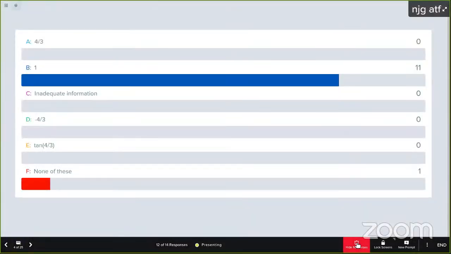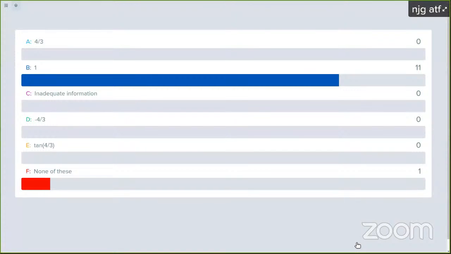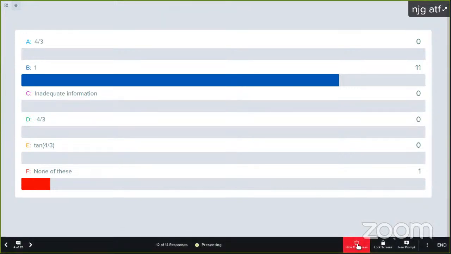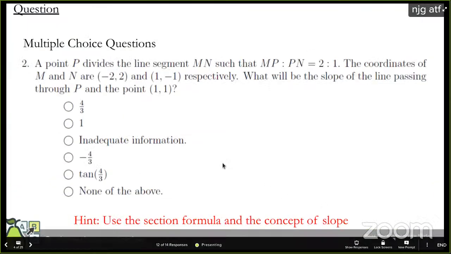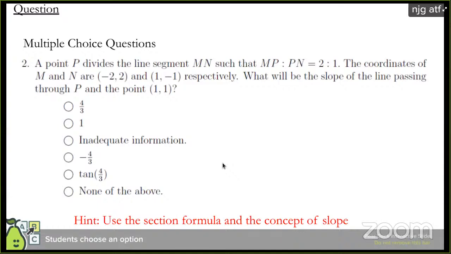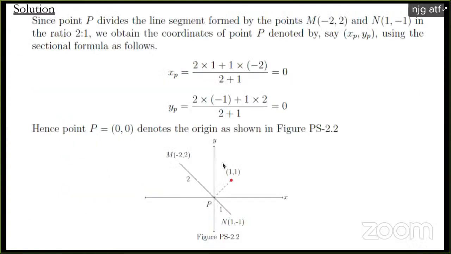Nice. So, yeah, many of you have responded with one, and only one has responded none of these. So, anyone would like to explain, or shall I explain the solution? I don't think you need an explanation because many of you have given the right answer. Okay. Yes, sir.